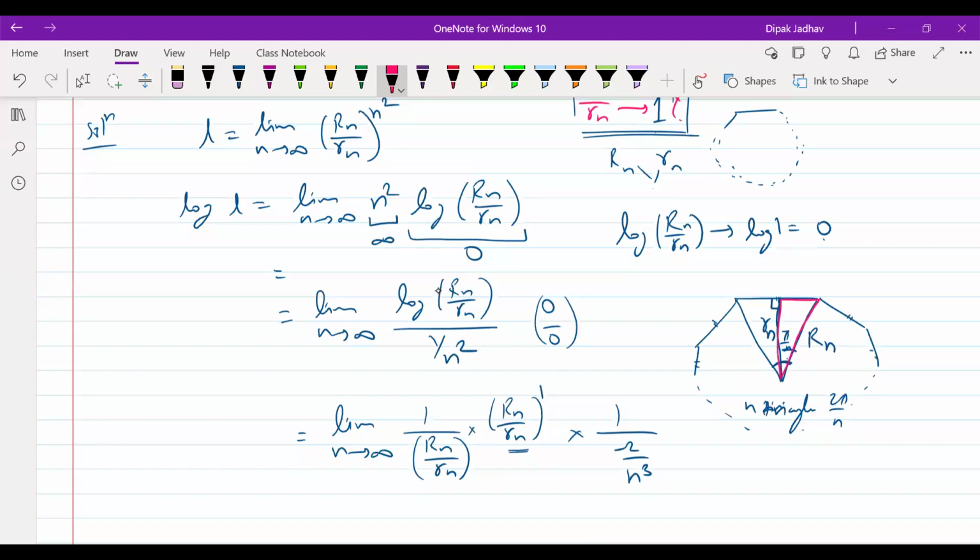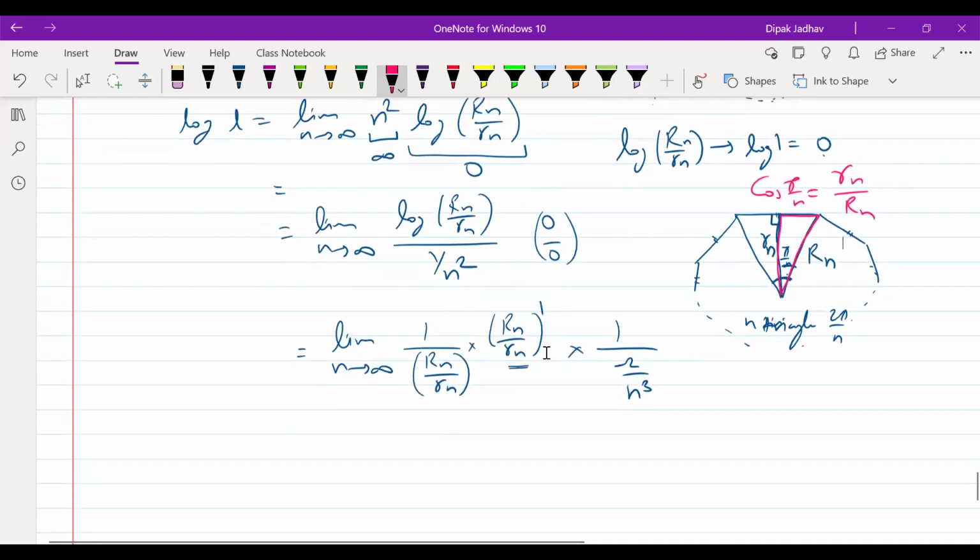In the small triangle, what is cos pi by n? Adjacent upon hypotenuse, so small Rn upon capital Rn. So that means capital Rn upon small rn is 1 upon cos pi by n.